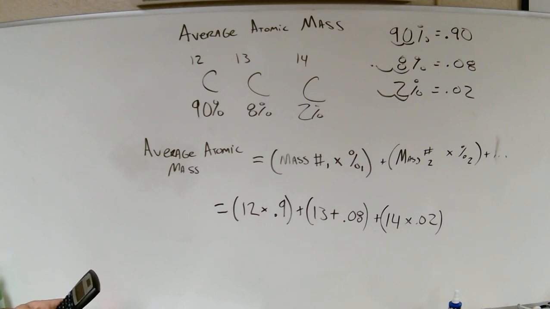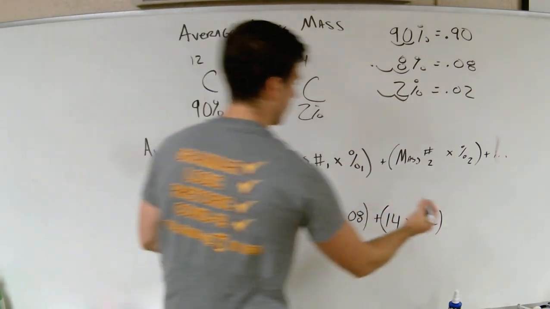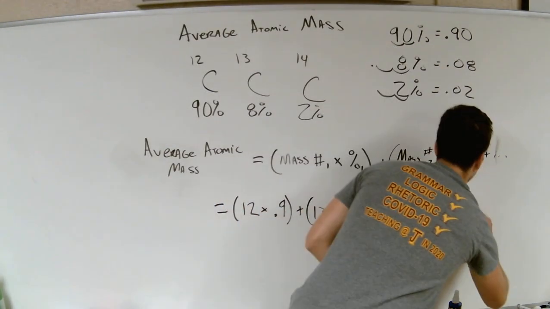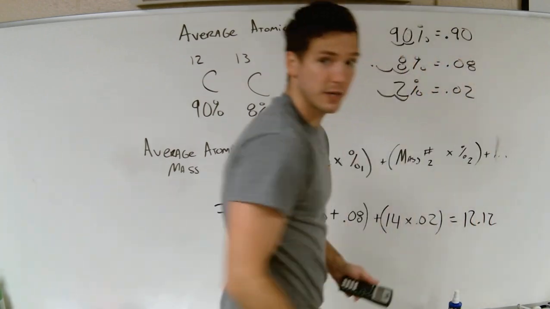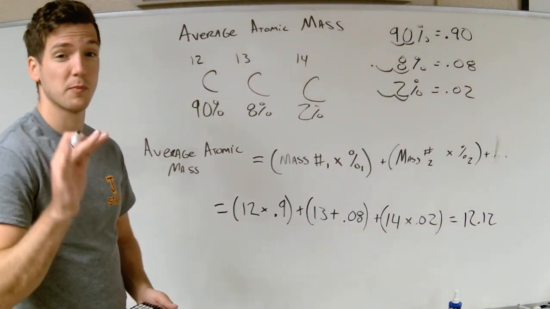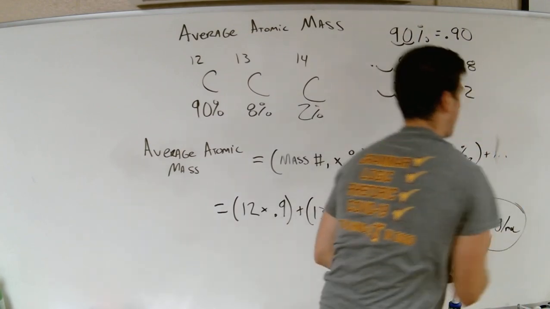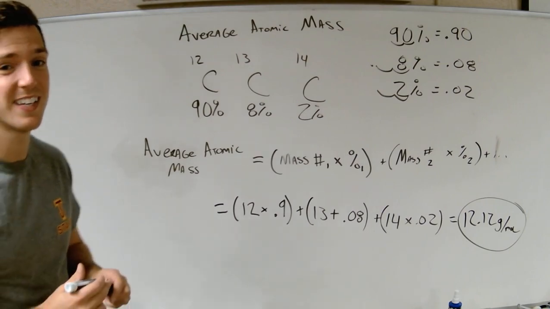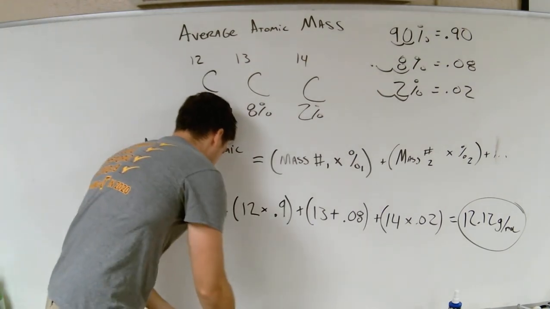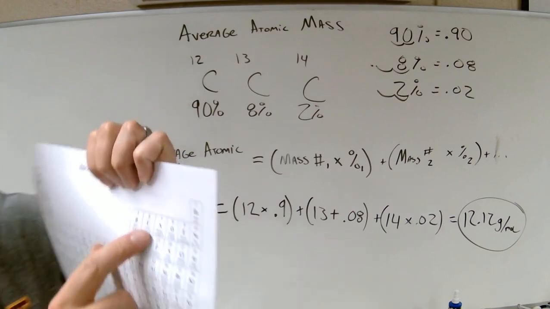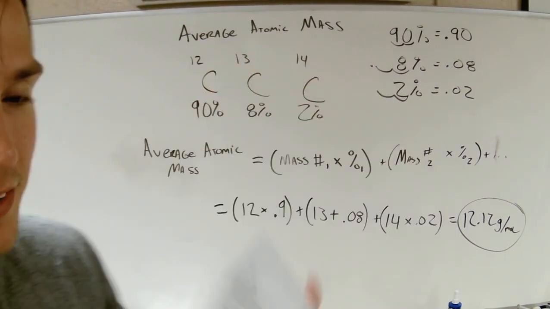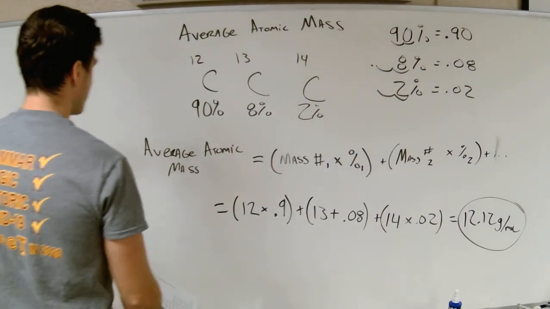In the old calculator, 14 times 0.02. And I ended up with an average atomic mass of 12.12. And the units for average atomic mass, if you remember from molar mass, it was grams per mole. Okay, so that's how we'd get our answer. Again, this is not accurate. If you look at the average atomic mass for carbon on here, it's actually 12.01. So my made up example was not accurate, okay?